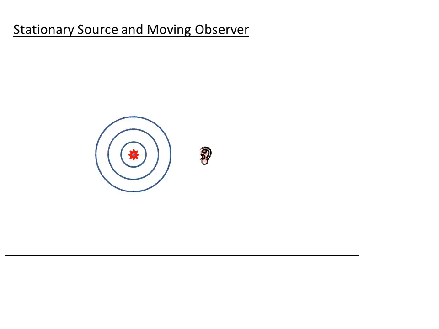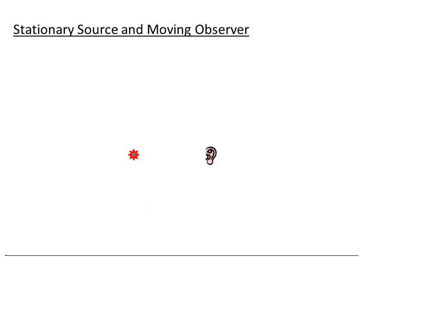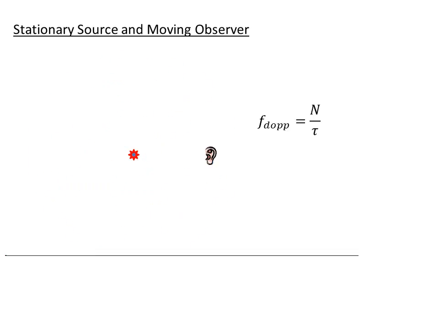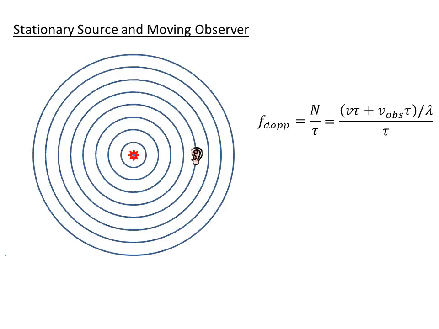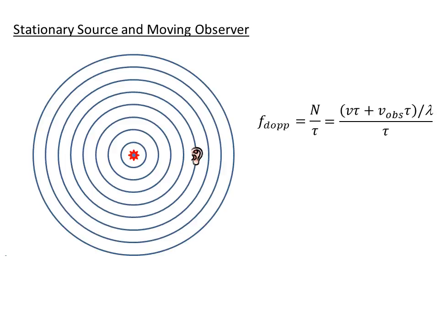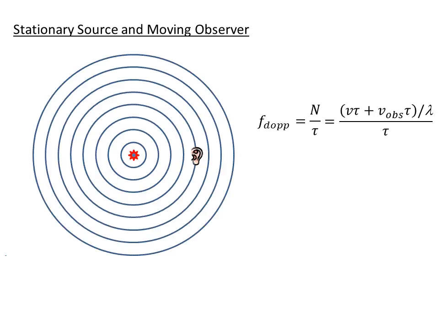Now let's look at a stationary source and a moving observer. You might notice that the ear is moving in as the sound wave comes out. As it moves in, it actually crosses more crests of the wave than it would have if it was sitting still. So this Doppler frequency is again still the number of crests passed in a certain amount of time, but the number is slightly different because now it's the velocity of the wave times the time we measured, plus the velocity of the observer times the time involved, divided by the wavelength, again everything divided by the time.